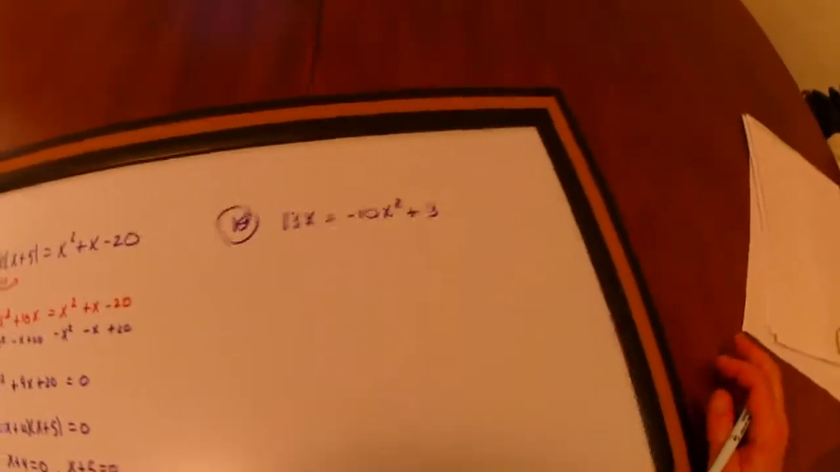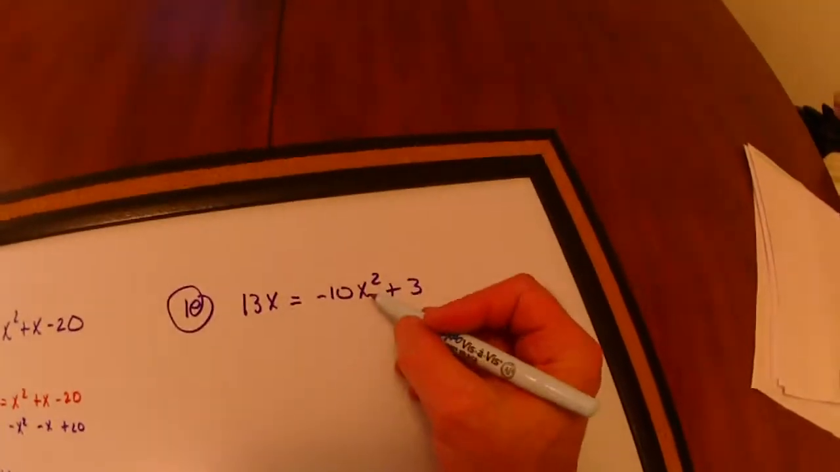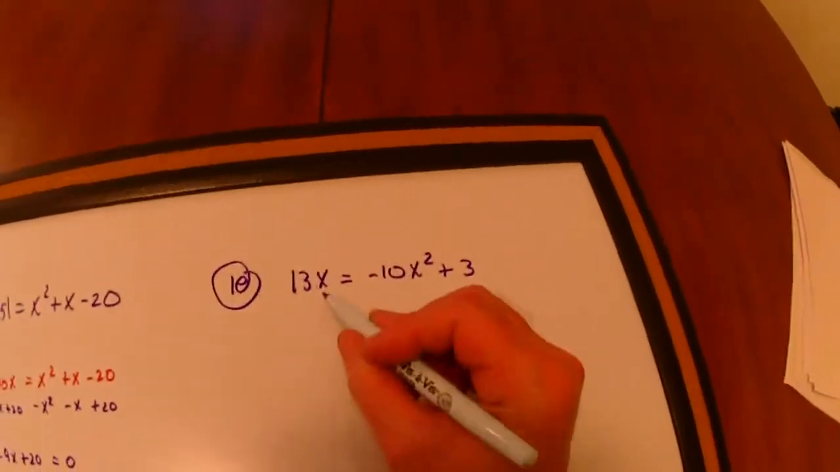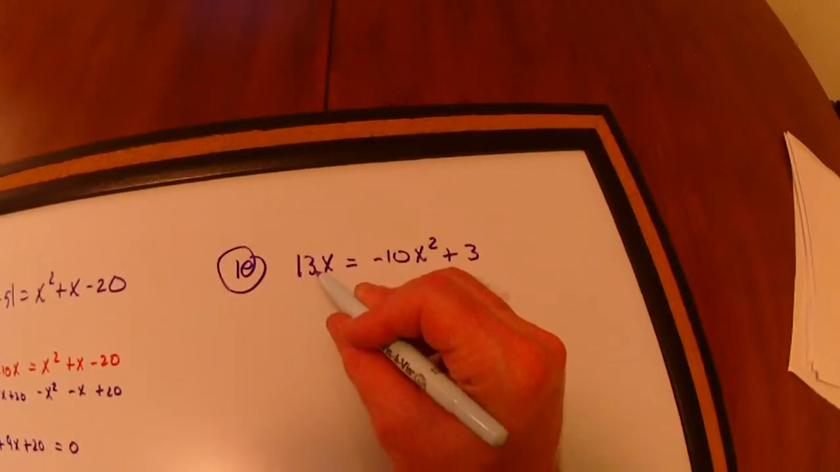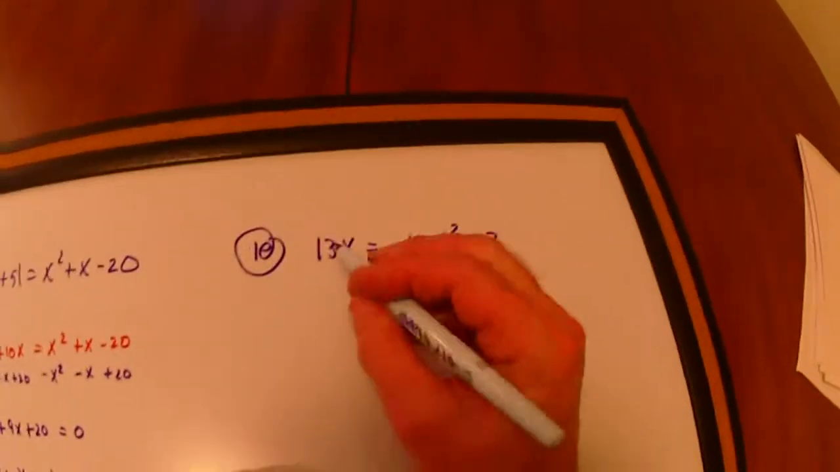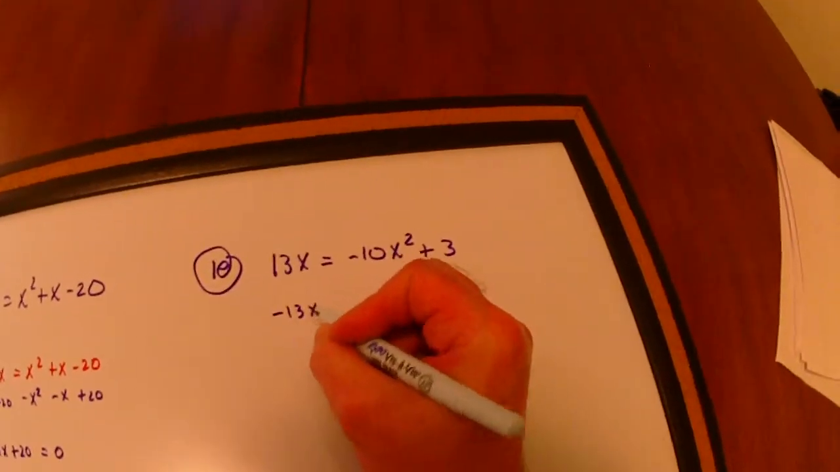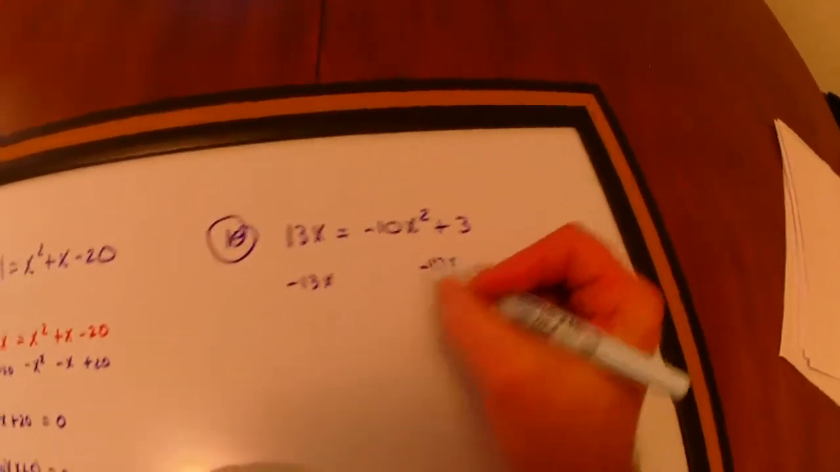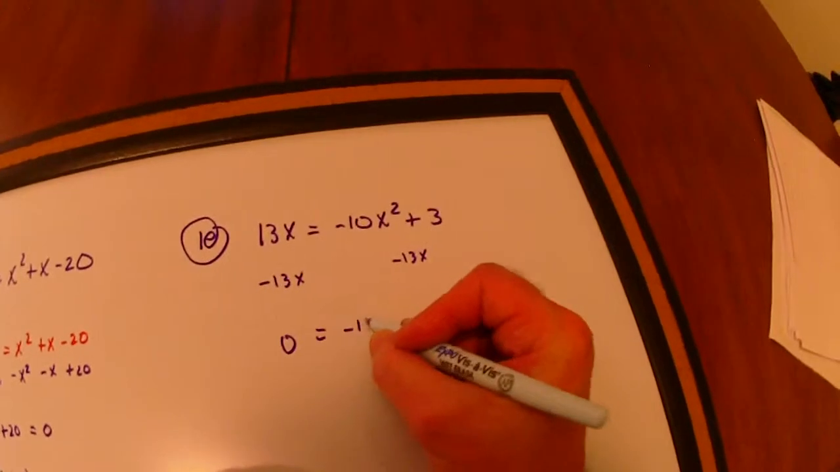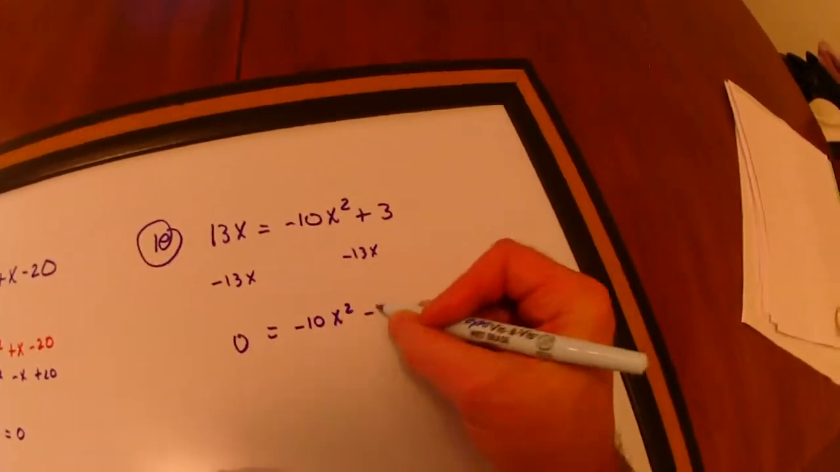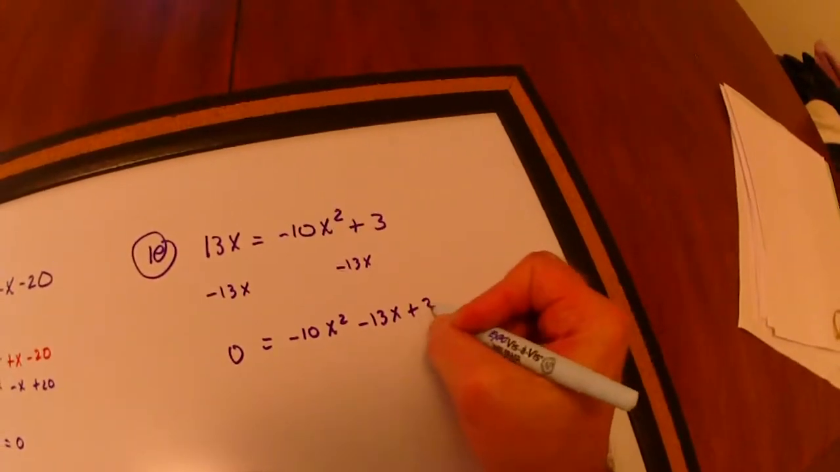Okay, let's look at this one. When we try to set it equal to 0, we can have 0 on either side. So let's pretend we wanted to get 0 on the left side here. So we would subtract 13x from both sides. And that would leave us with 0 equals negative 10x squared minus 13x plus 3.